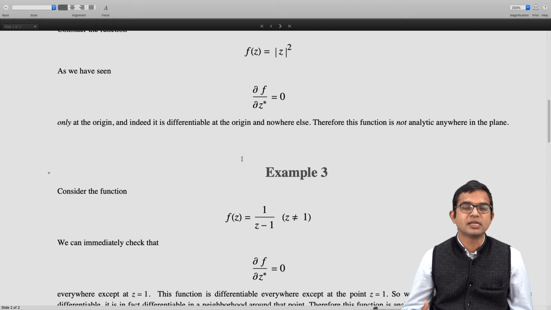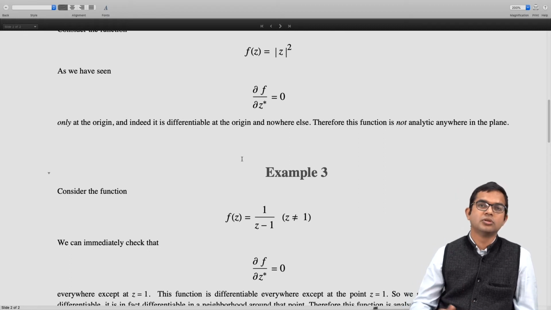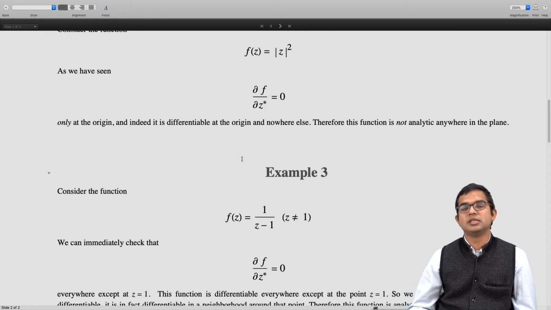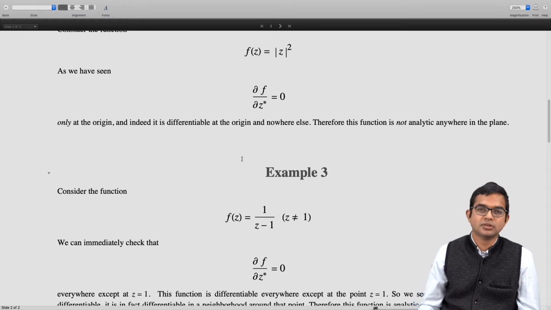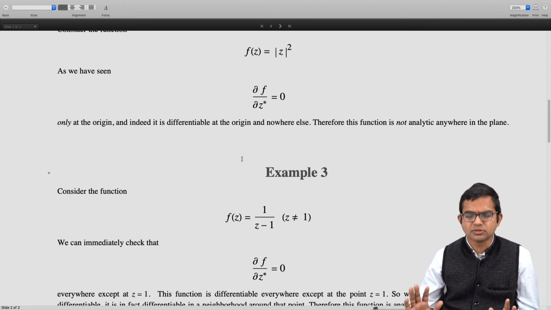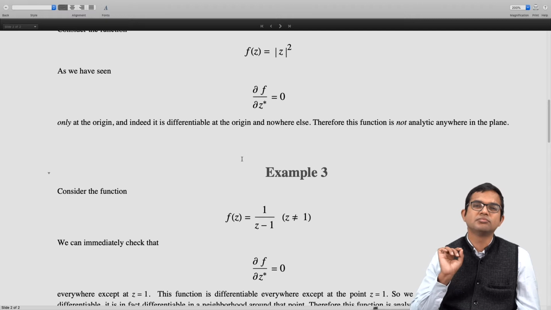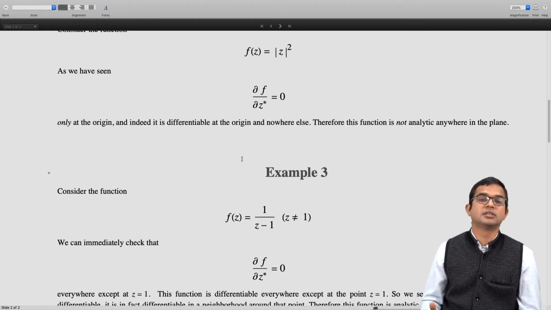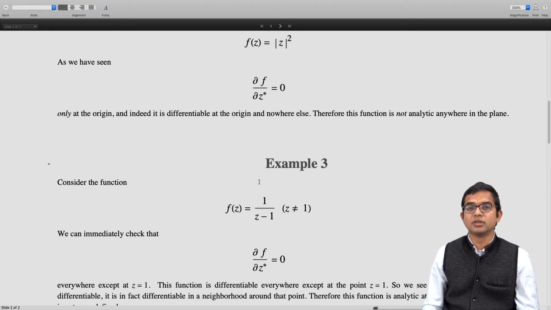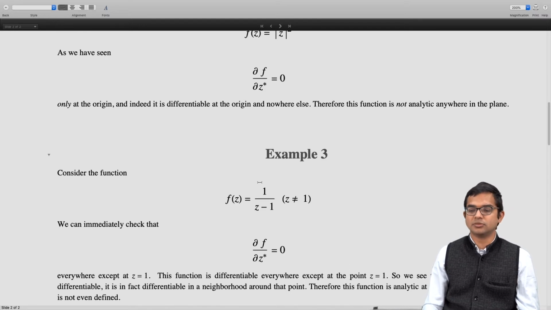You can explicitly check it, but you can also see that the functions u of x, y and v of x, y are both well-behaved functions. So they have the continuity properties that are part of the sufficiency condition. So there's no issue. It is differentiable everywhere except at the point z equal to 1, where the function itself is not defined. So there's no question of its derivative existing at that point.